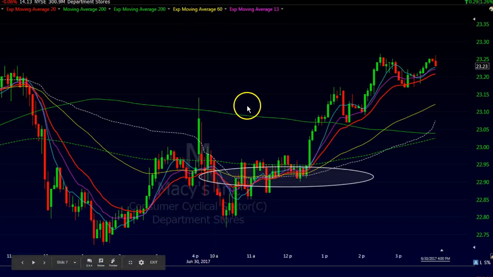Here's Macy's, and Macy's is holding the VWAP and consolidating in the VWAP area. Finally, we get the breakout above the consolidation. So you see VWAP was acting as support here, and finally we get the breakout above this congestion zone and then a nice continuation.